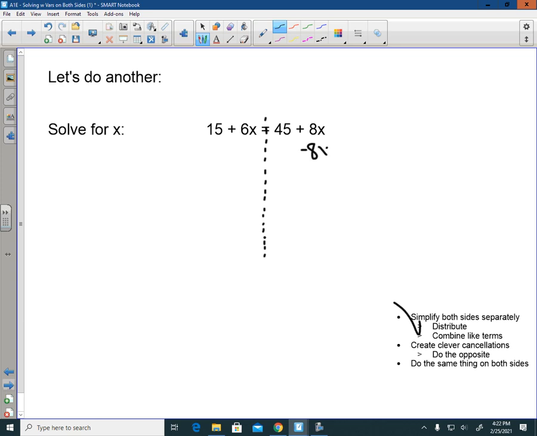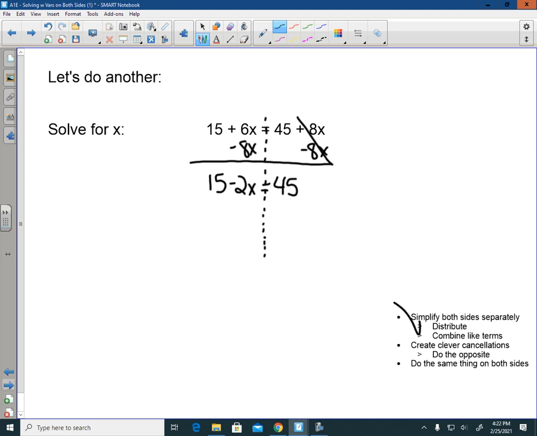That's just where I like to start. So I'm going to subtract 8x from both sides. That creates this cancellation right here. Notice that I lined up that 8x under the 6x because those are like terms. I have 15, which comes down. 6x's minus 8x's is minus 2x's. And that's going to equal the 45 that's left over on the right.